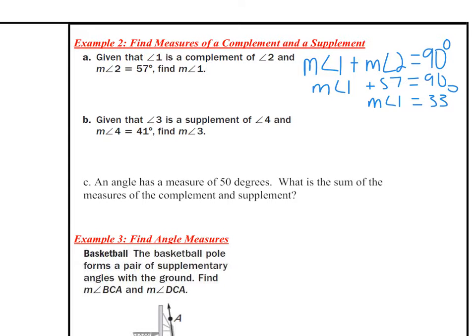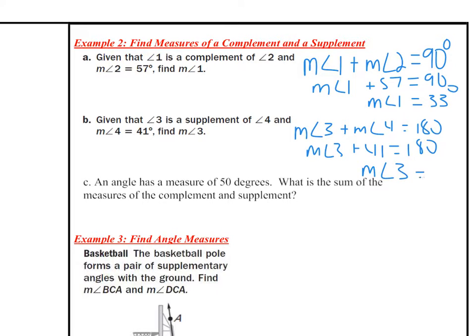For B, angle 3 is a supplement of angle 4, and the measure of angle 4 is 41 degrees. Find the measure of angle 3. So our equation for this one would be the measure of angle 3 plus the measure of angle 4 equals 180 degrees. The measure of angle 3 plus 41 equals 180 degrees. So the measure of angle 3 equals 139 degrees.